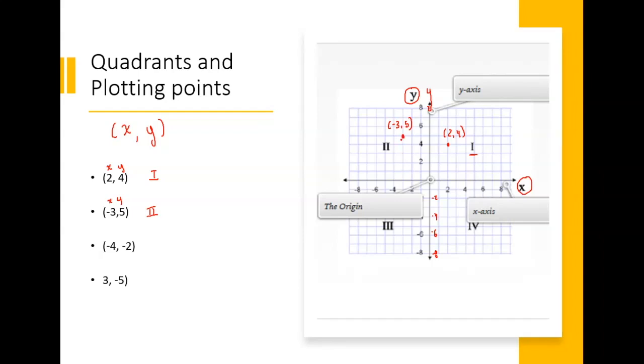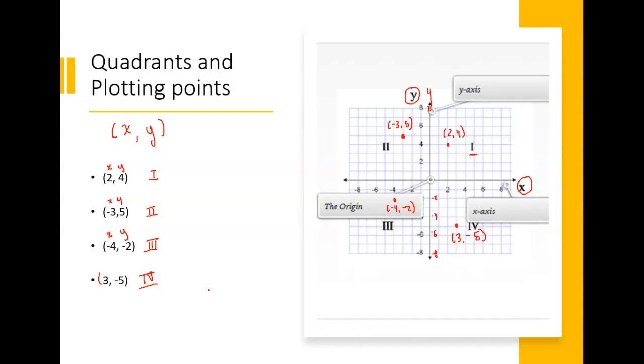Now for the third one, my x is -4, so -4 is here, and my y is -2. So this should have been (-4, -2), like that. Okay, so back to the third one: my x is +3 and my y is -5. So I have +3, -5, so that's (3, -5). And that tells me that this is in quadrant 4. Okay, so that's the basics of quadrants and plotting points.